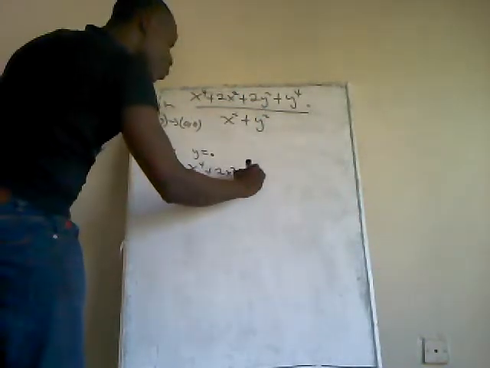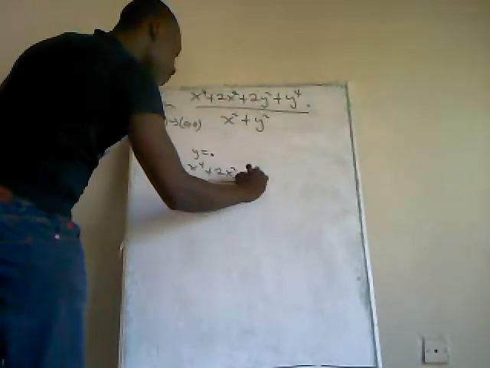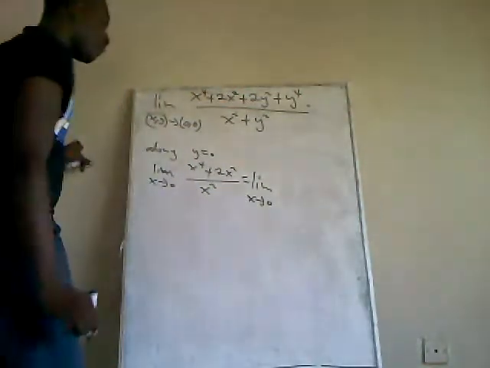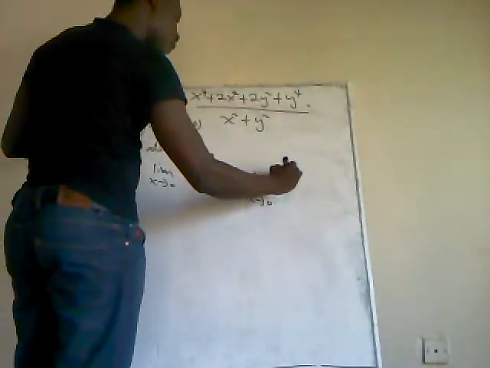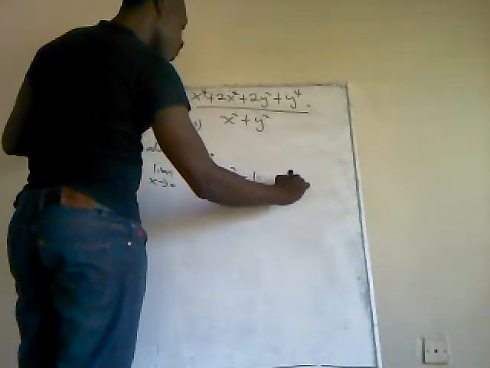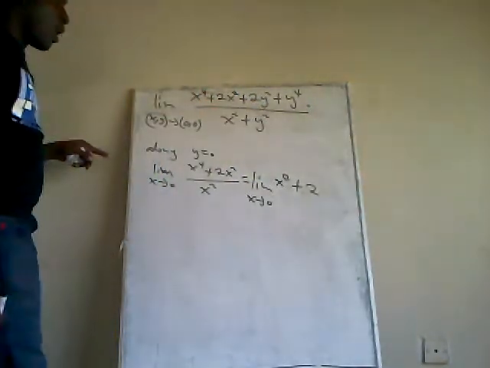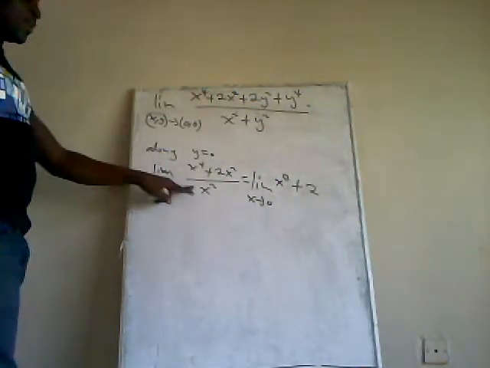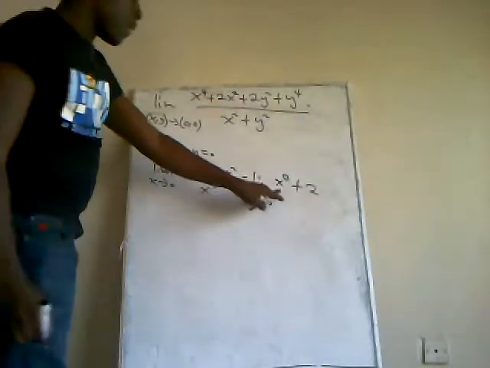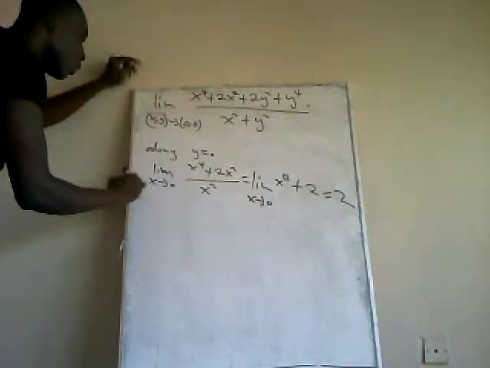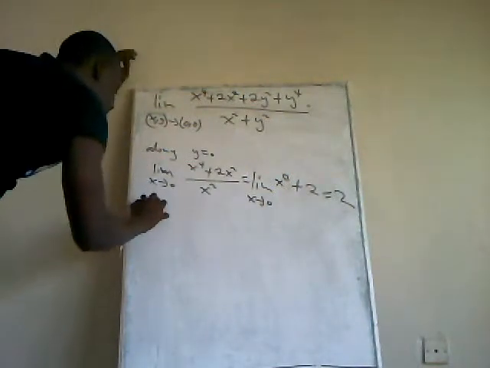And this will have the limit as x approaches 0 of x^2 + 2. We'll have this because the bottom will have cancelled. And when we allow x to go to 0, this will give us 2. Good.